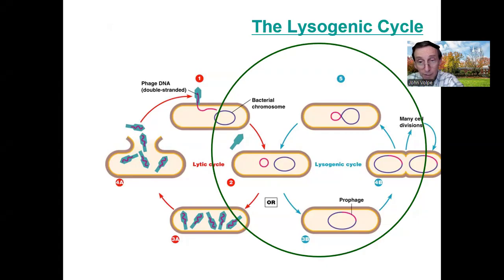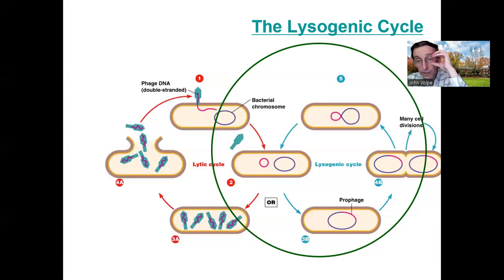So when this cell goes through cell division, it will replicate its chromosome, and then it will split. One chromosome will move to one side of the cell, the other to the other side of the cell. And both chromosomes will have the prophage replicated. And then the cell will split into two. And this can go through many cell divisions where the host cell can remain in lysogeny with the lysogenic virus.